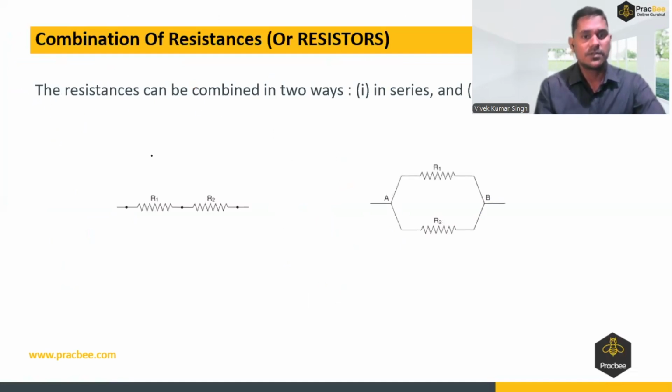So the resistance in the circuit can be arranged in 2 ways. This is called series combination and this is called parallel combination. In series combination, the same current flows and voltage is divided. And in parallel combination, we have the same voltage, but the current is divided.